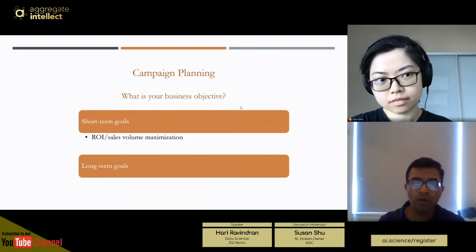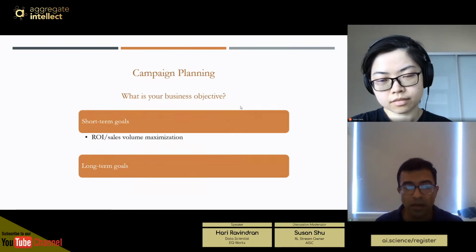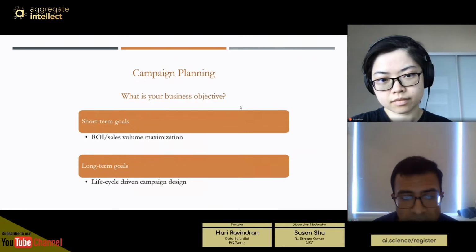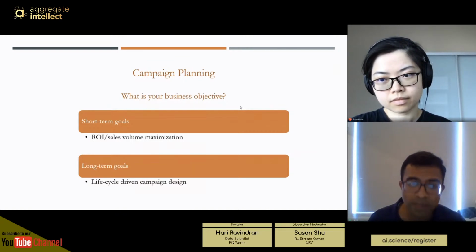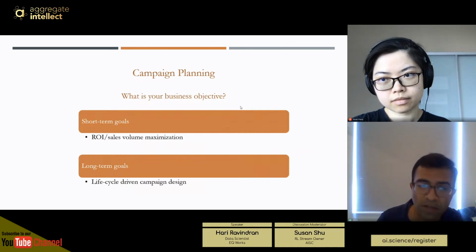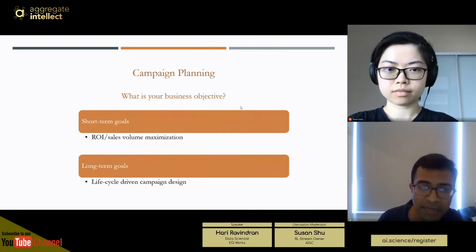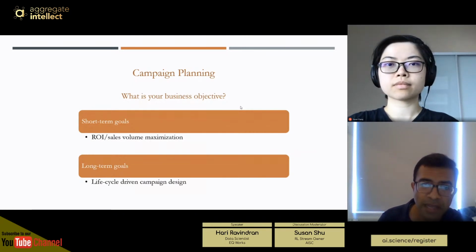On the other hand, what you have are long-term goals. Long-term goals are long-term plays. What is an example of a long-term goal? An example of a long-term goal is something called a life cycle-driven campaign design. So basically, what do we mean by this? What is an example of a life cycle-driven campaign design, and how is it different from a short-term goal?